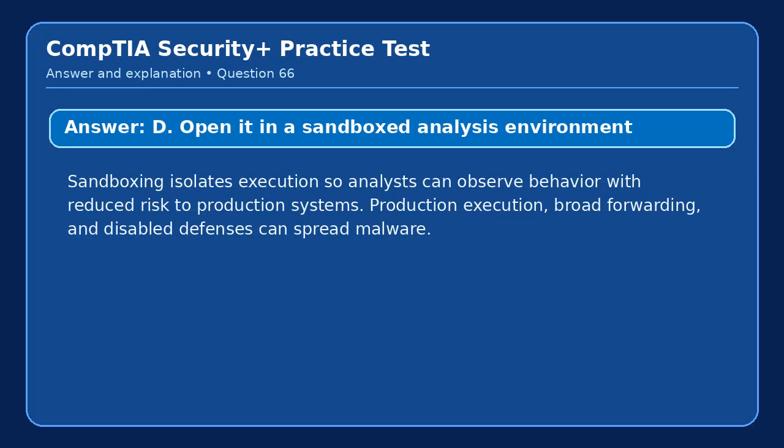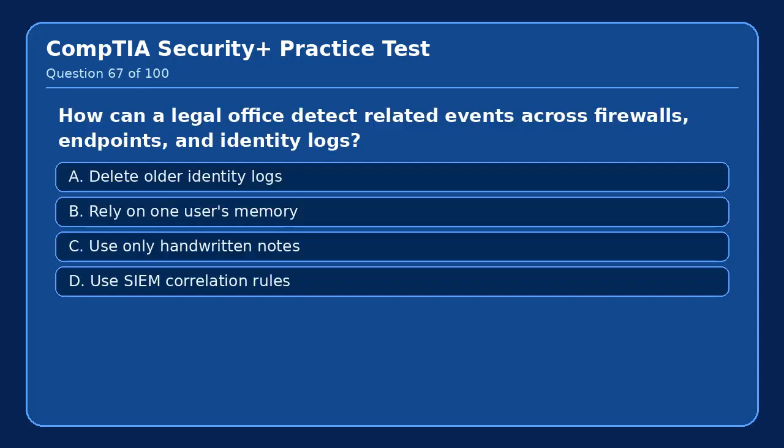Question 69. How should a retail chain limit standing administrator access to critical systems? A. Privileged access management with just-in-time elevation. B. A shared root password. C. Permanent domain admin rights for every technician. D. No approval for privileged sessions. Take a moment to choose your answer.